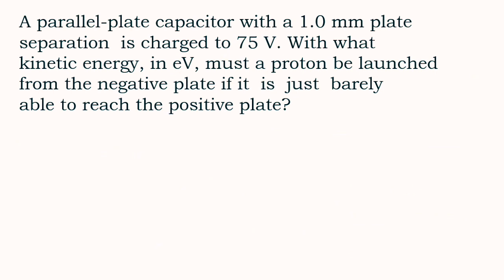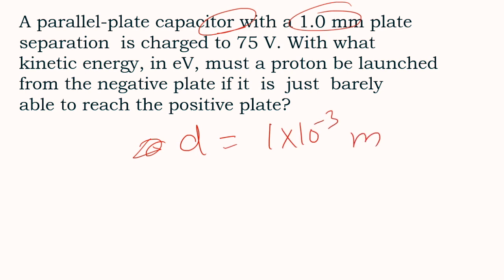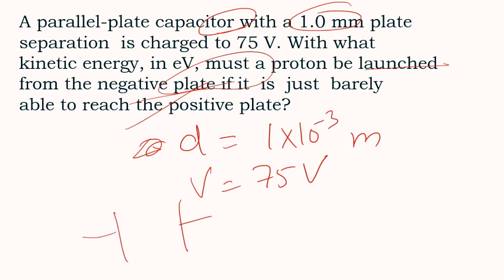Our next question says there's a parallel plate capacitor with 1 mm plate separation that is charged. So d is 1 into 10 to the power minus 3 meter, and the potential difference is 75 volt. With what kinetic energy must a proton be launched from the negative plate if it is just barely able to reach the positive plate? See, this is the negative plate, and this is how the proton is launched.